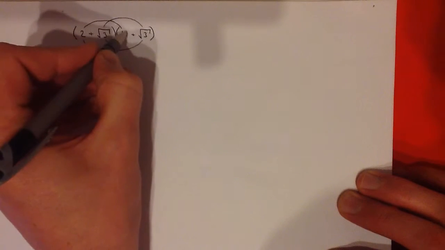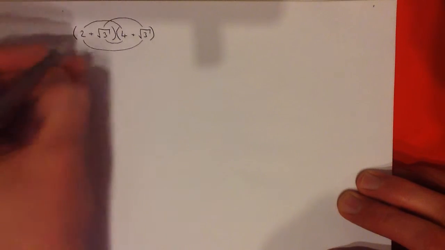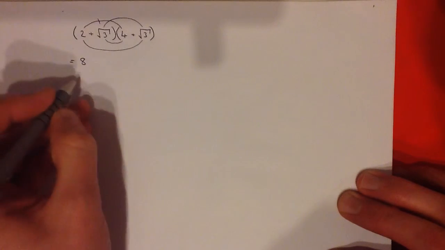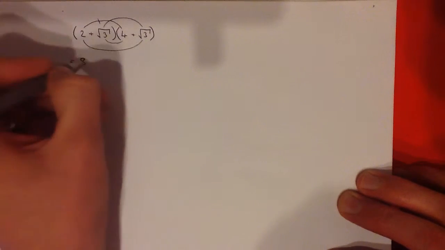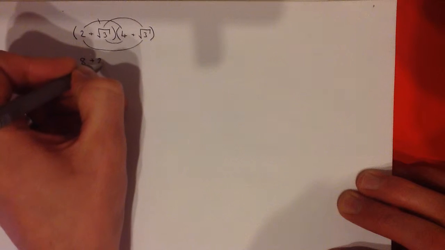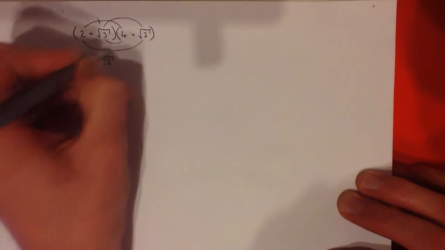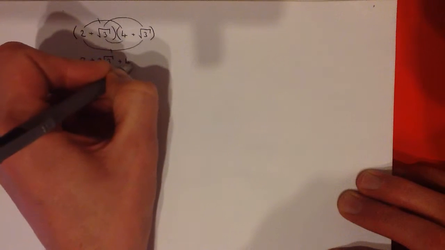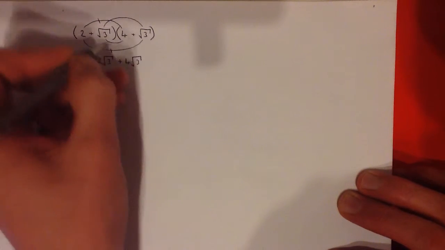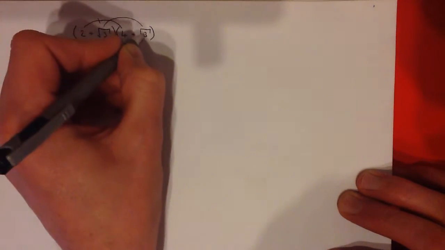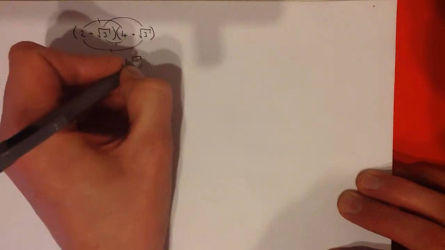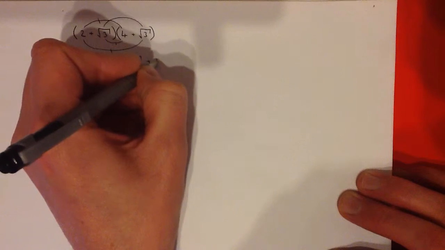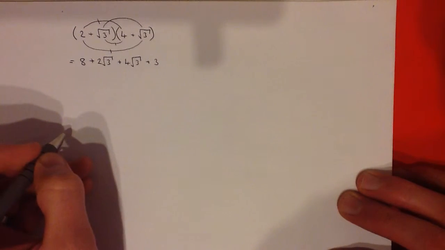So it doesn't matter which order we do this in, but 2 times 2 times 4 is 8. We've used that one. Then 2 times the square root of 3 is 2 square root of 3. 4 times the square root of 3 gives us 4 square root of 3. And finally, square root of 3 times the square root of 3. Now if you times a square root by a square root, and it's the same square root, you get the number, so square root of 3 times square root of 3 is 3.